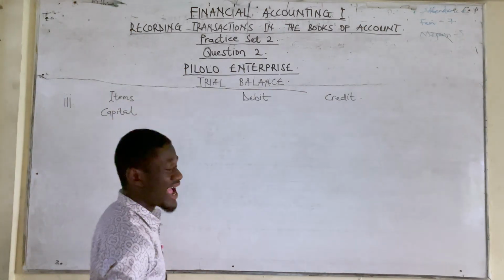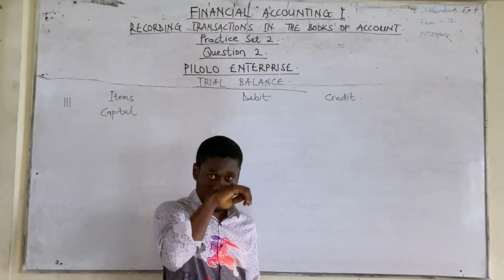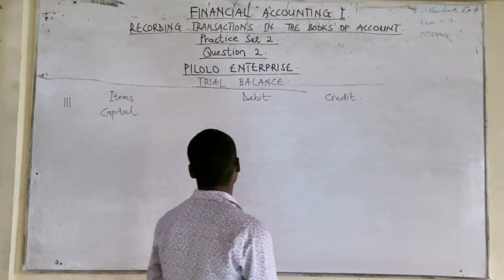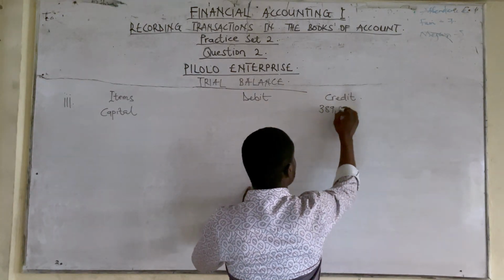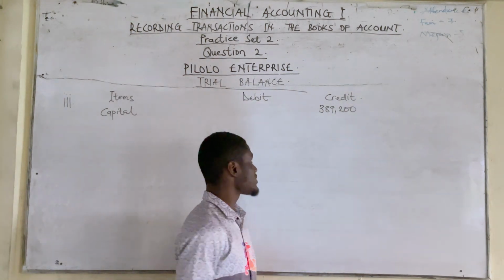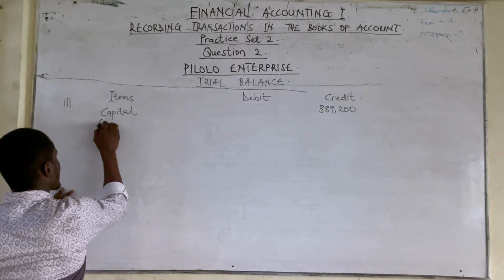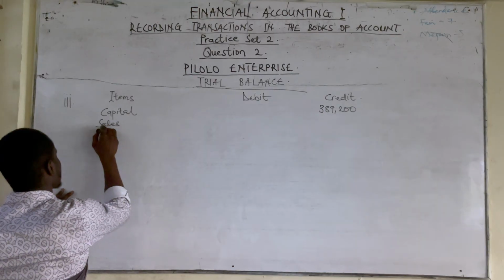You see, we had a capital of 389,200, and the balance BD was found at the credit side, right? And we know that the capital has a credit balance, 389,200. Good. Then we move on to sales and purchases.